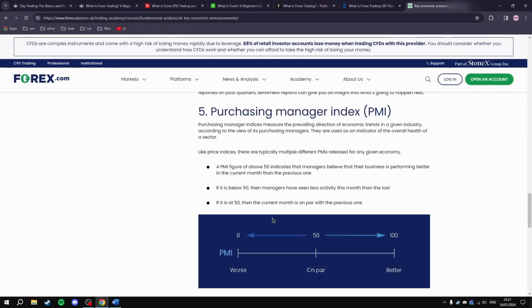Who are the purchasing managers? They are used as an indicator of the overall health of a sector.